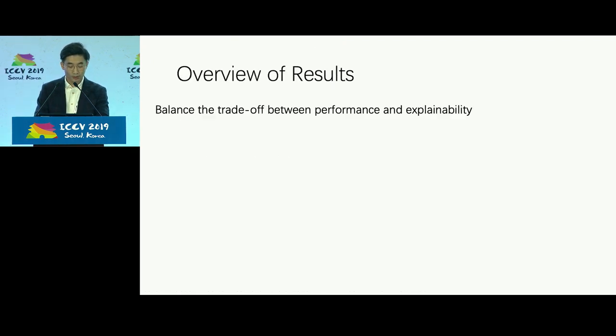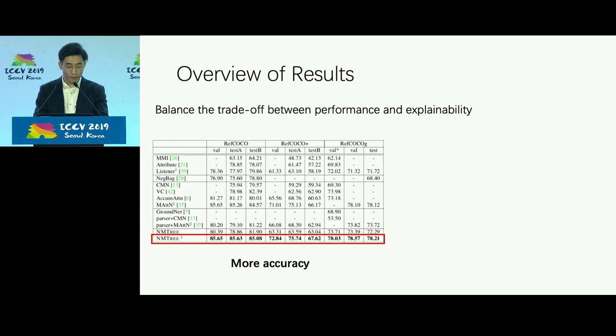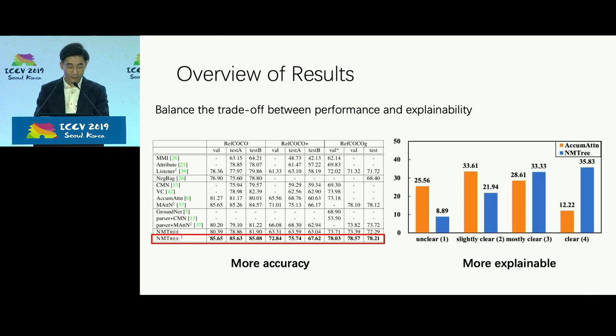In summary, the experiment results indicate that our proposed NMTree model balances the well-known trade-off between performance and explainability. It not only achieves higher accuracy comparing with previous state-of-the-art models, but also obtains more explainable results in the human evaluation.